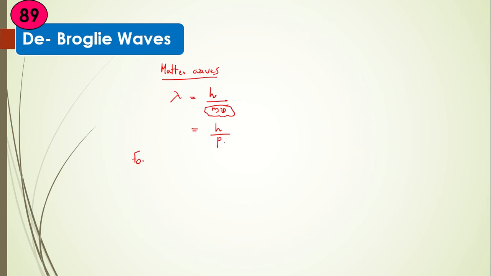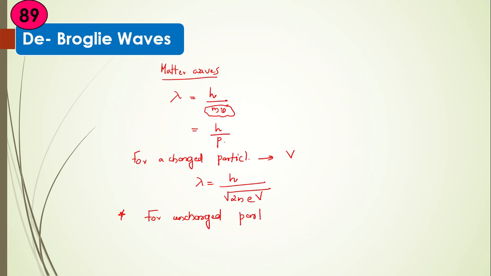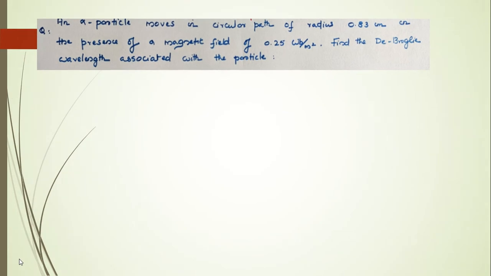And keep in mind, for a charged particle accelerated through a potential of V, lambda we can write to be equal to h divided by root of 2 m e V. This is a concept that has been asked most frequently in exams. For an uncharged particle at a temperature capital T, the absolute temperature, lambda we can write to be equal to h divided by root of 3 m k T, where k is the Boltzmann constant, keep in mind. So we can move on with a good question.